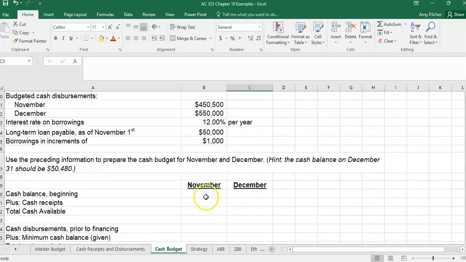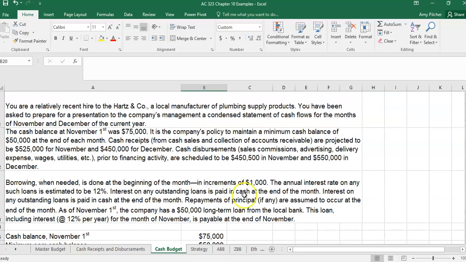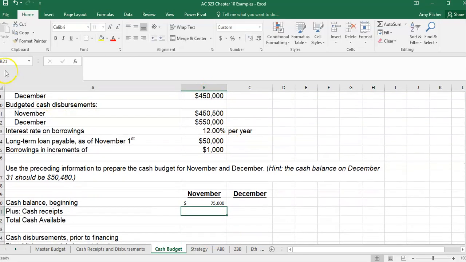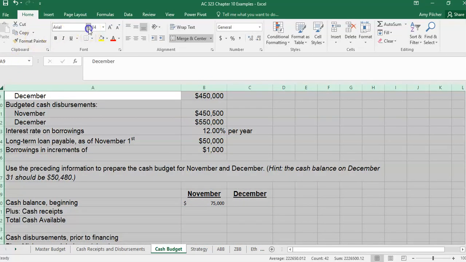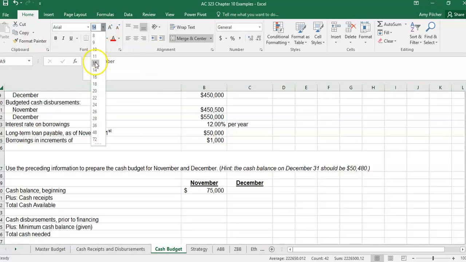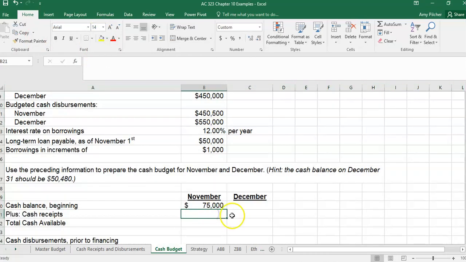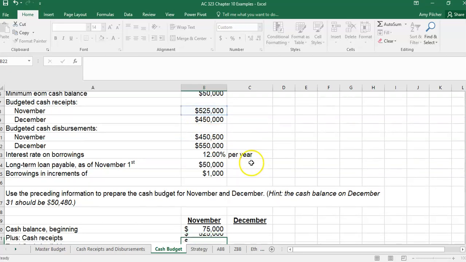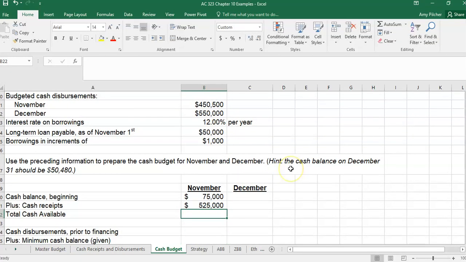So we have information here. Our cash balance, it tells us at the beginning of November 1st is $75,000. Our cash receipts in November, $525,000, giving us total cash available of $600,000.